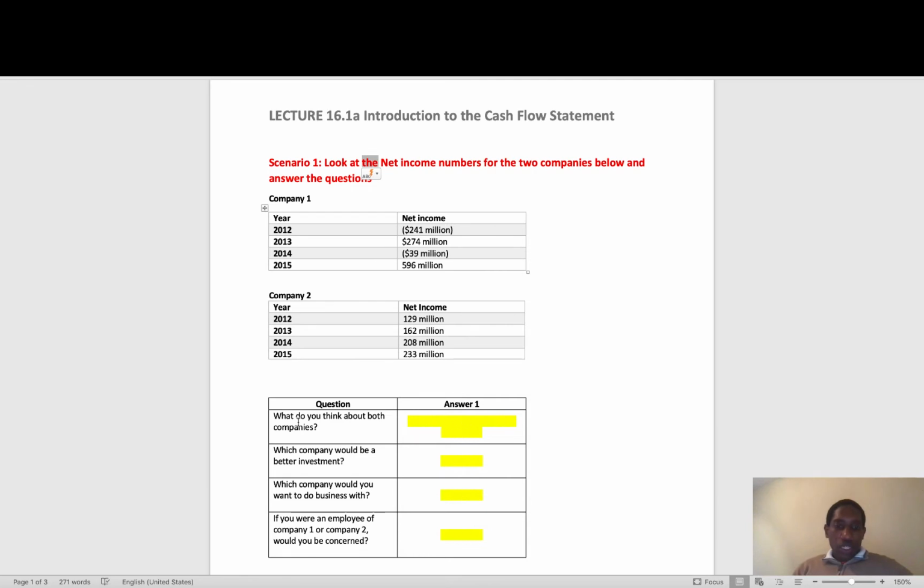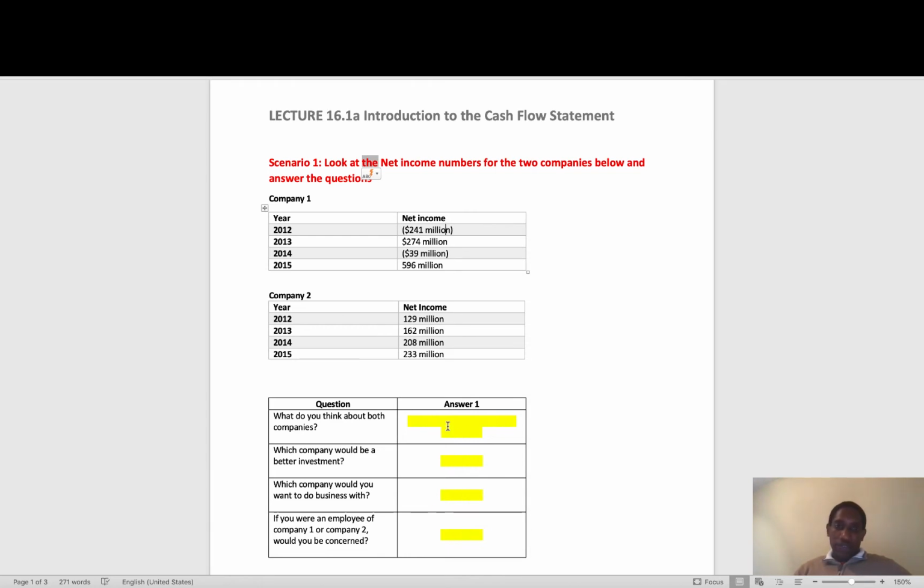So what do you think about both companies, just looking at these numbers? Which company would be a better investment if you had to choose? Which company would you want to do business with? And if you were an employee of Company 1 or Company 2, would you be concerned, right? All right, so just take a minute, pause the video, and answer these questions.